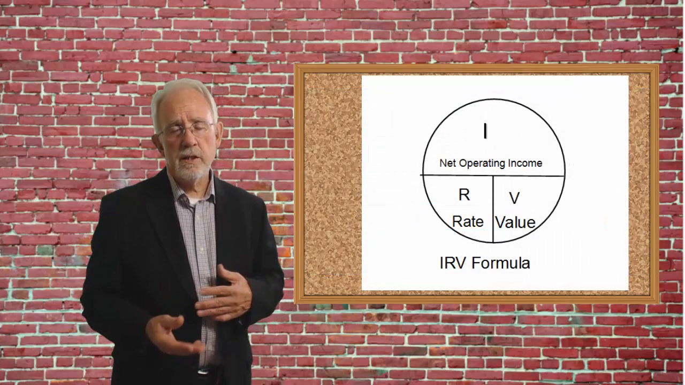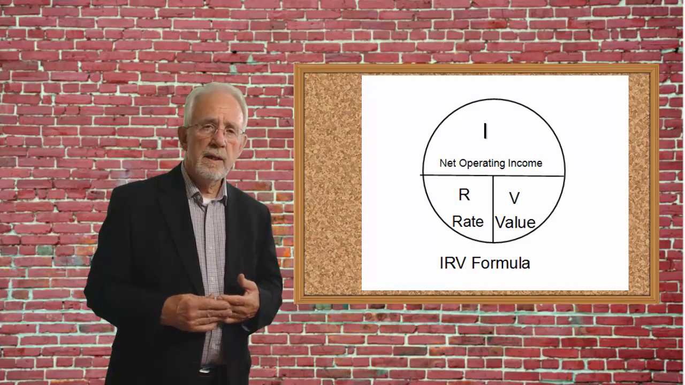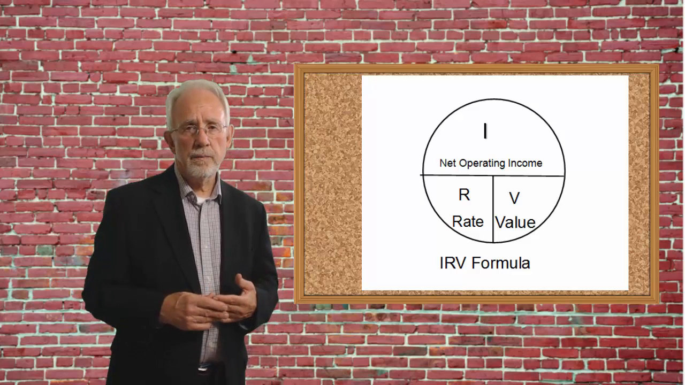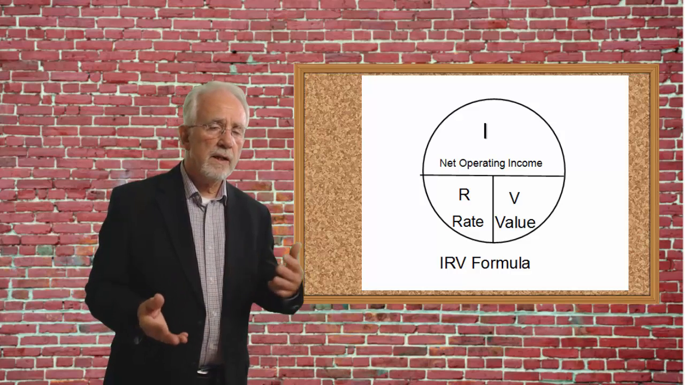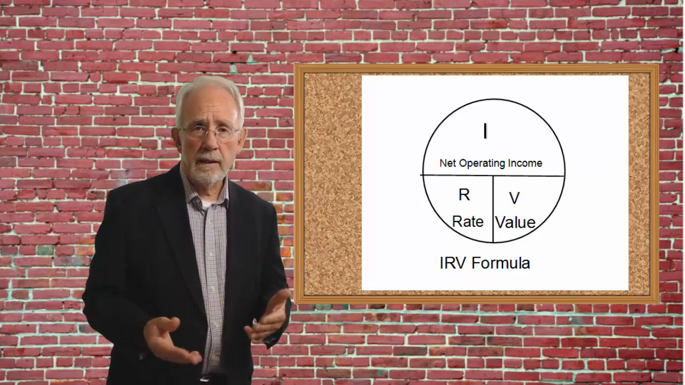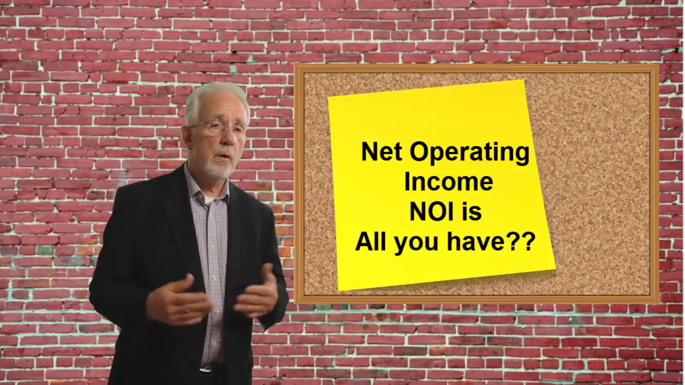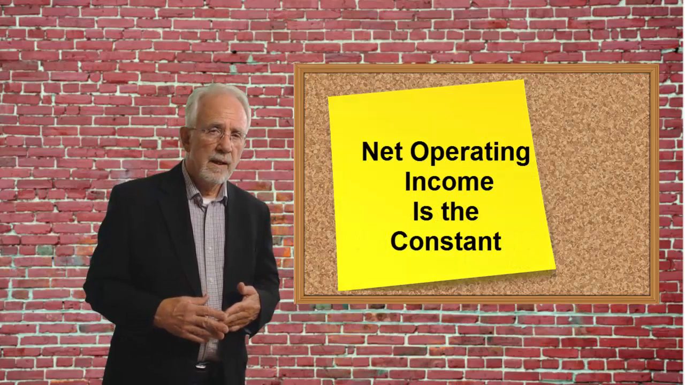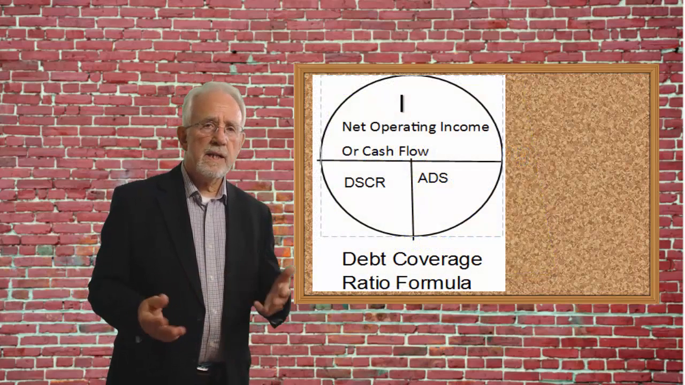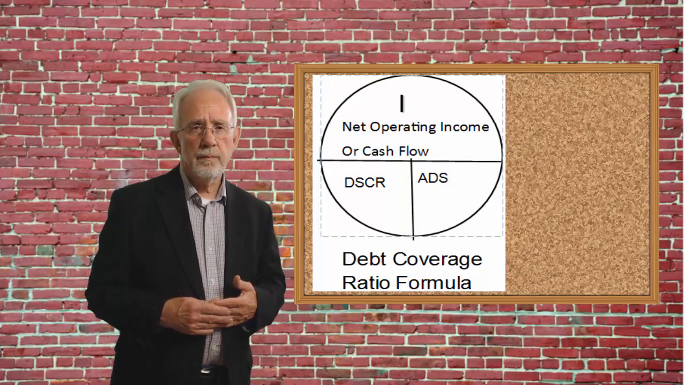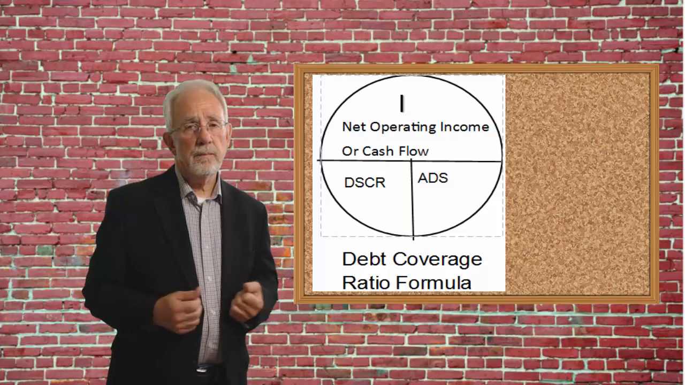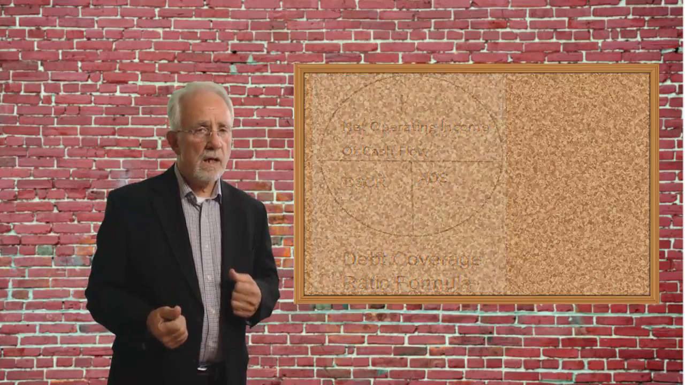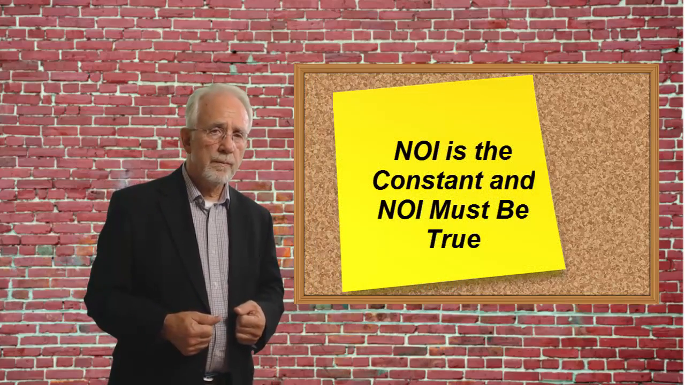Another good formula is the IRV formula, the income, the rate, and the value. You can just change the rate and value, and you can see different outcomes from the NOI, because NOI is all you got, and NOI is the constant. The last formula is the debt service coverage ratio. From this, you can determine just about how much a lender will loan. Again, the NOI is the constant, and NOI must be true.